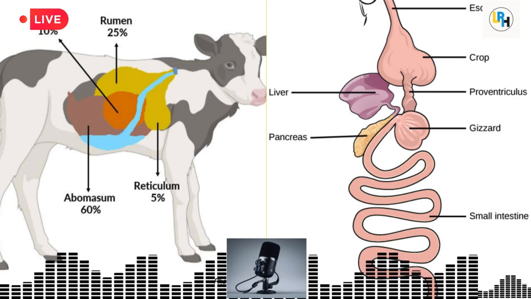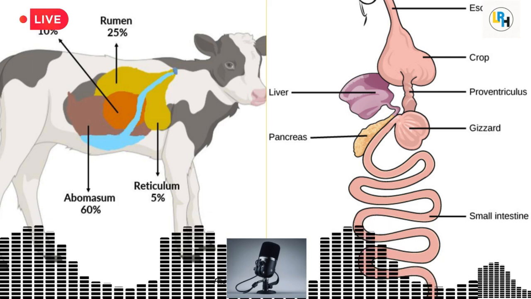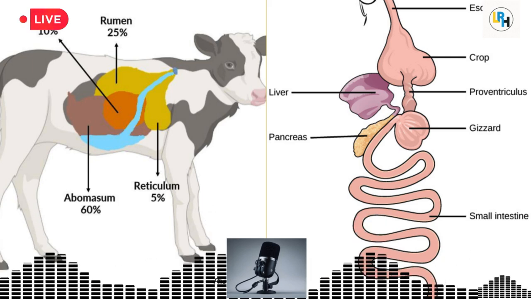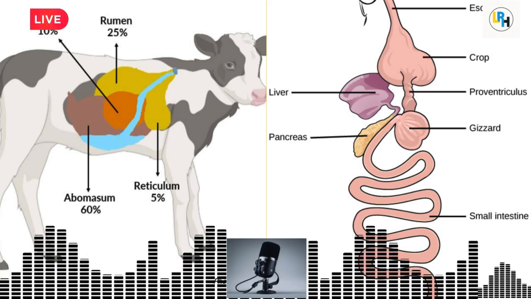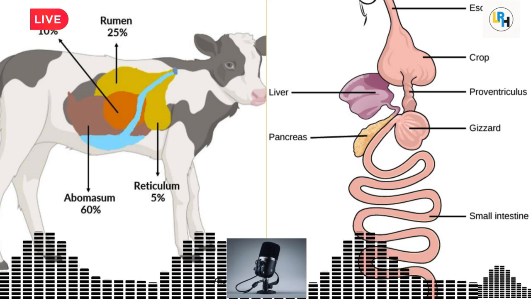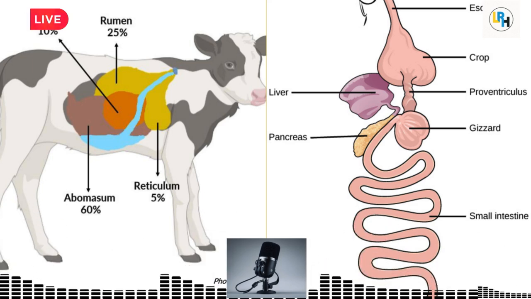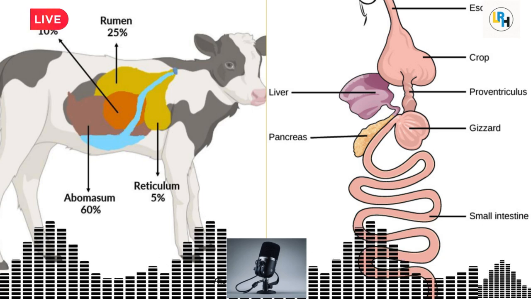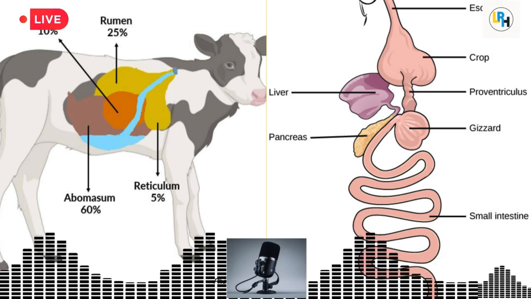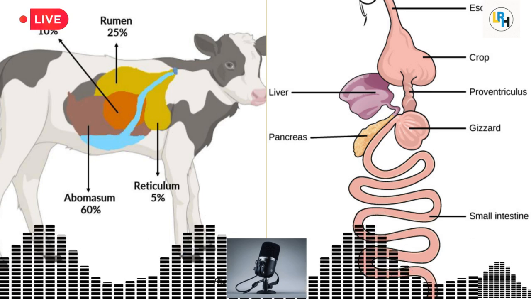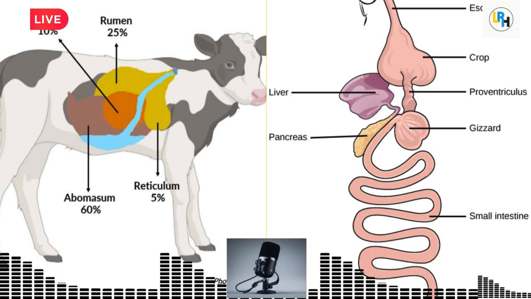They are known for chewing their cud, which is the process of regurgitating food to chew it again for better digestion. So ruminants are known for chewing their cud. It means that they take in food into the reticulum, later bring it out, and chew it properly for better digestion.